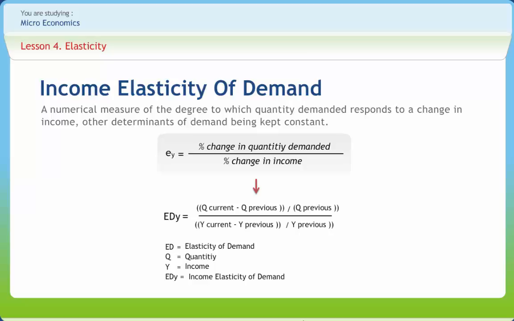Luxury items usually have higher income elasticity because when people have a higher income, they don't have to forfeit as much to buy these luxury items. Let's look at an example of a luxury good, like air travel.